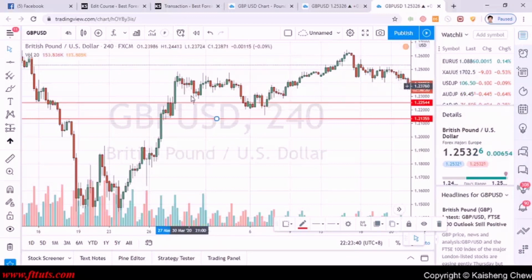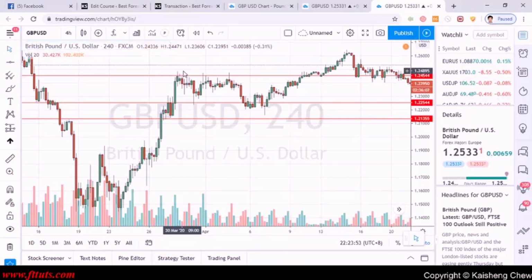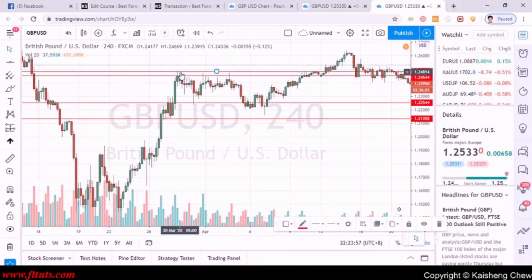When the price goes up and comes back here, this is a demand zone. So when the price comes down, here will become a supply zone. Draw the tip of it, and this becomes the supply zone.